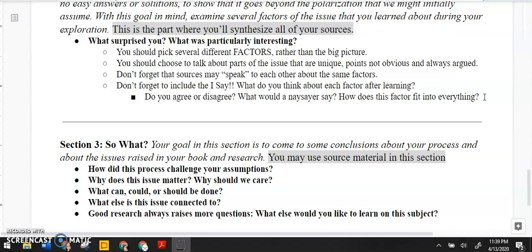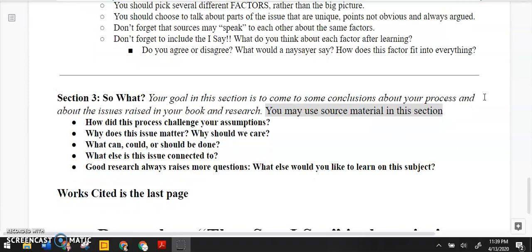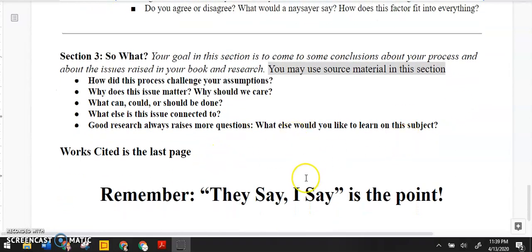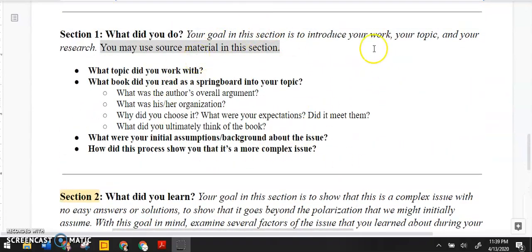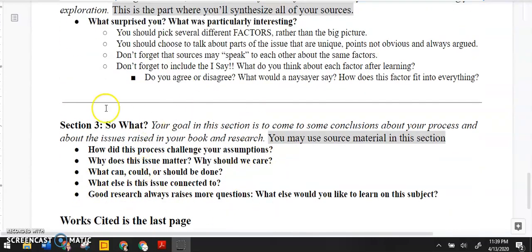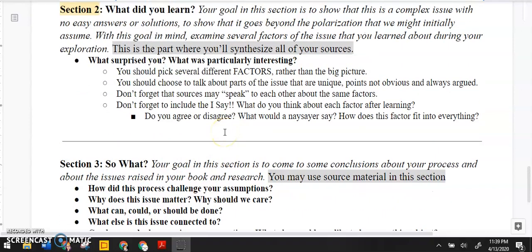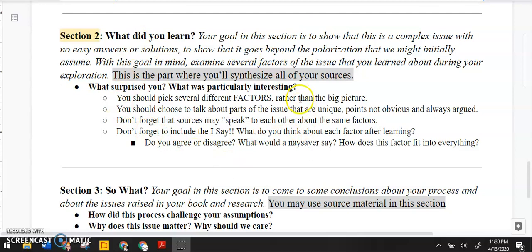So as you can see pretty clearly, obviously your works cited is your last page, and they say I say is the point here in big letters. But what I want you to get out of this is your introduction, and this is going to be several paragraphs. This is going to be your conclusion, and this might be a couple of paragraphs too. This is going to be what I am calling the informational narrative. And this is where you're going to address what you wanted to learn more about, what were the sub-issues, and what you learned about them, and what you think about that. All right, this is the meat of your paper.